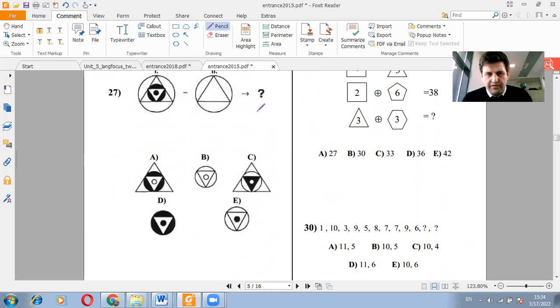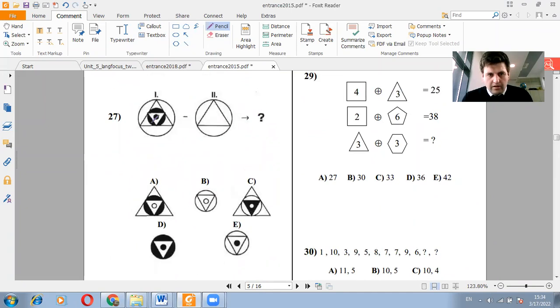Okay, question 27. We have a subtraction here. You see, it's obvious. And we have a circle, triangle inside, and then another black circle, another triangle, and a small dot or small circle.